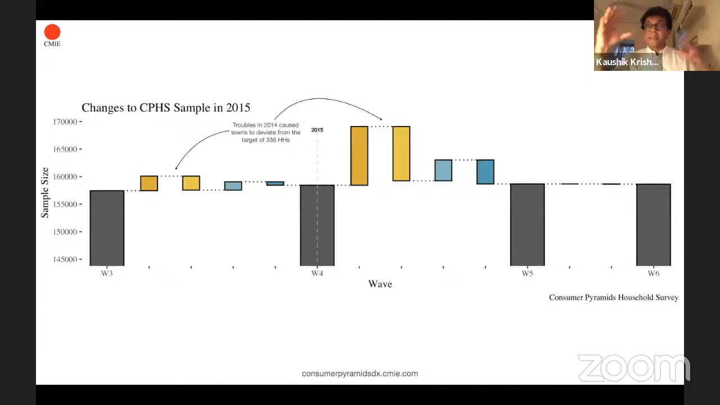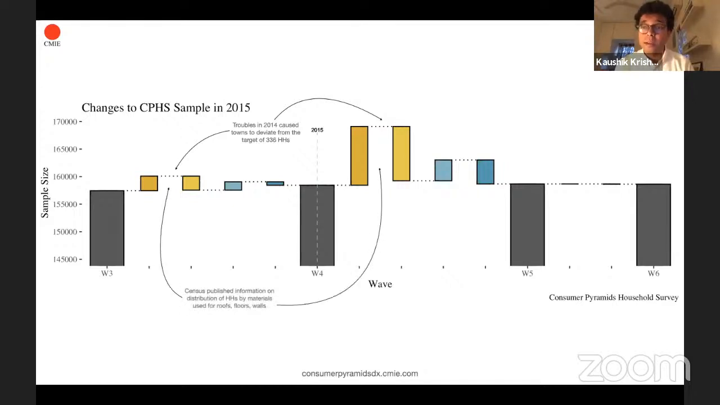When we did this rejig in Gujarat, in Kerala, in Maharashtra to some degree, in certain other parts of India, it caused us to deviate from this 336 target. So we had to do a second rejig to get that number back into line, so that we hit approximately 336, if not exactly 336 households for most towns in the sample. That's the second reason why you see such a big movement in urban India.